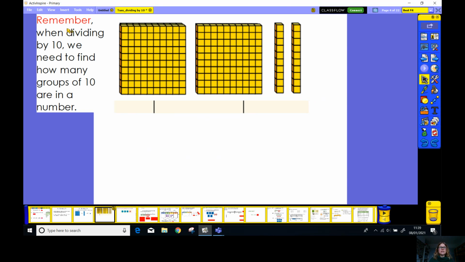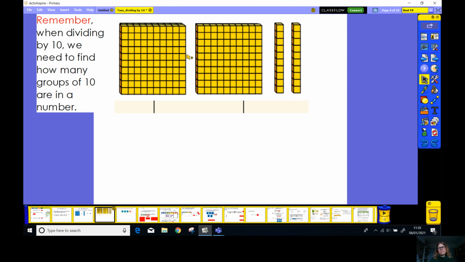Now we need to remember this. When we're dividing by 10, we need to find how many groups of 10 are in a number. It might be a good idea now to pause the video and copy that into your book so you know that that's what you're doing today. When you're dividing by 10, we are finding out how many groups of 10 are in a number.